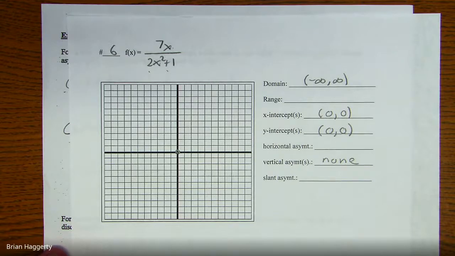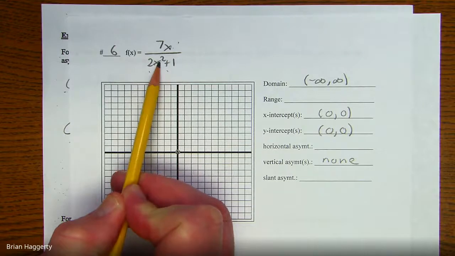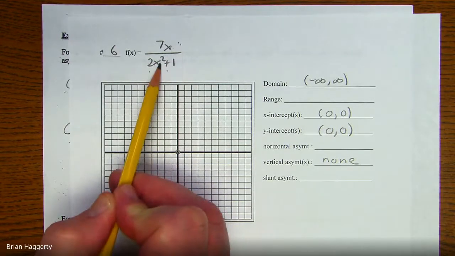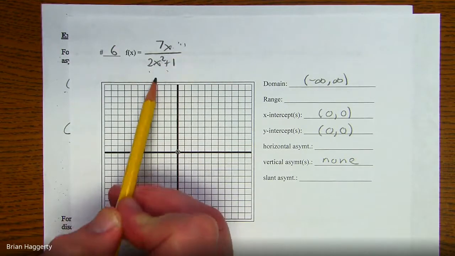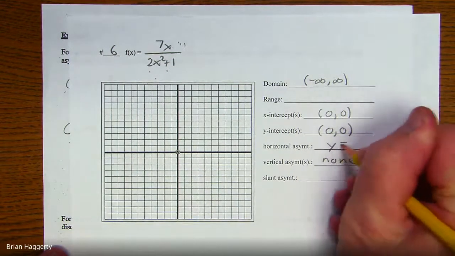All right, horizontal asymptote. That's determined by how the degree of the top compares to the degree of the bottom. The top is a degree 1, the bottom is a degree 2. The degree of the top is less than the degree of the bottom. If the top is less than the bottom, y equals 0.